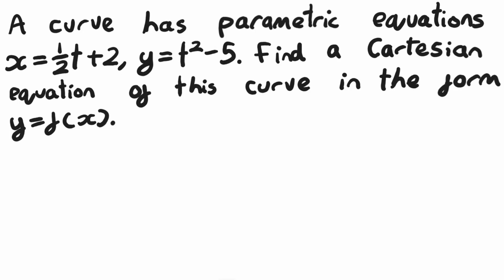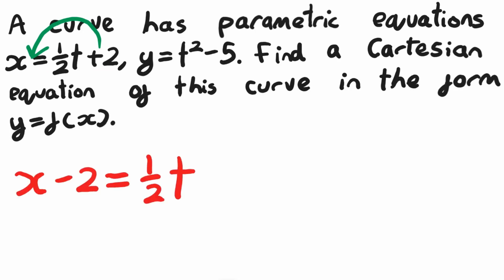Okay, so the way that we're going to tackle this is we're firstly going to focus on the x parametric equation, and we're going to rearrange it to make t the subject. So if we look at this parametric equation, firstly we're going to move this plus 2 to the other side, so it becomes x minus 2 is equal to a half t, and then we're going to multiply both sides by 2 to get rid of this half here. So we get, if we multiply this side by 2, it'll be 2x minus 4 is equal to t.